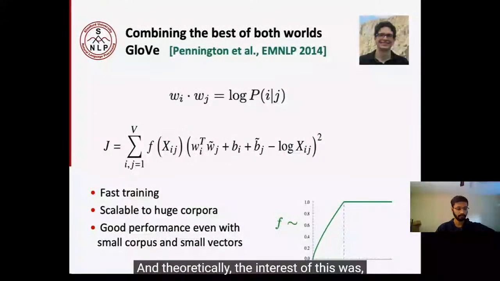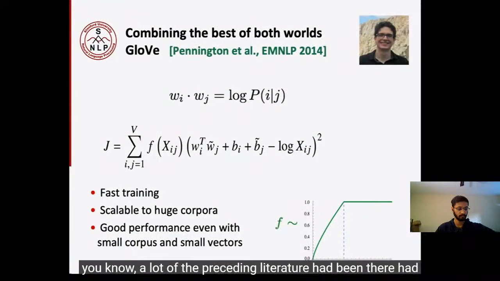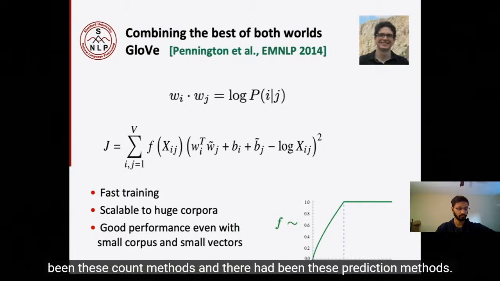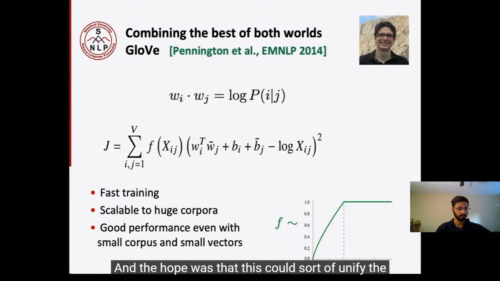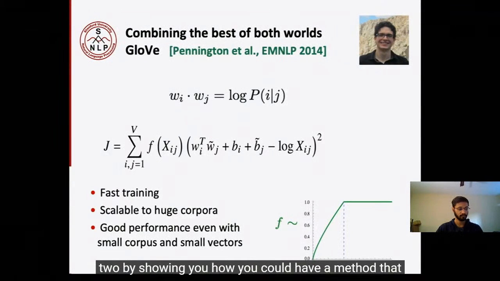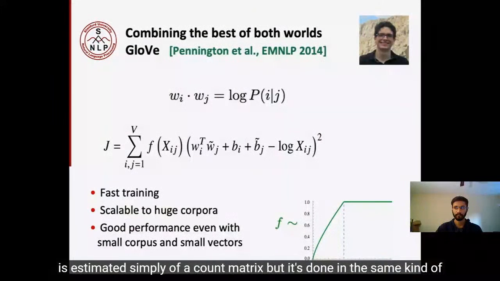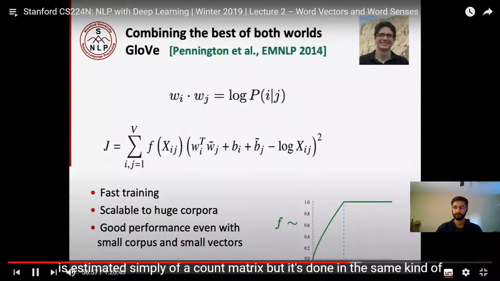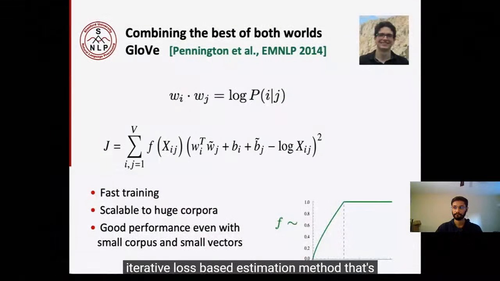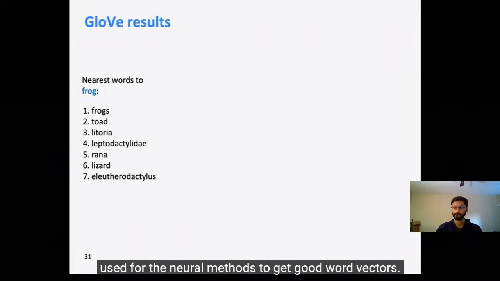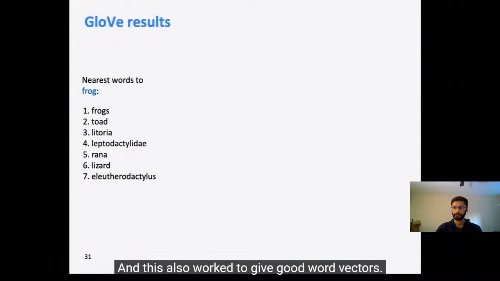And theoretically, the interest of this was, you know, a lot of the preceding literature there'd been these count methods and there'd been these prediction methods. And the hope was that this could sort of unify the two by showing you how you could have a method that is estimated simply off a count matrix, but it's done in the same kind of iterative loss-based estimation method that's used for the neural methods to get good word vectors. And this also worked to give good word vectors.